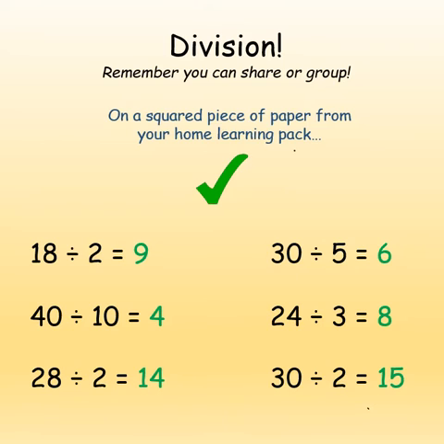Okay, the next one, 24 divided by 3. Well done. You're right, it is the number 8. If you've got 8, give yourself a tiny tick. If you haven't, please change it. And the last one, 30 divided by 2, you should have put 15. Well done, everyone.